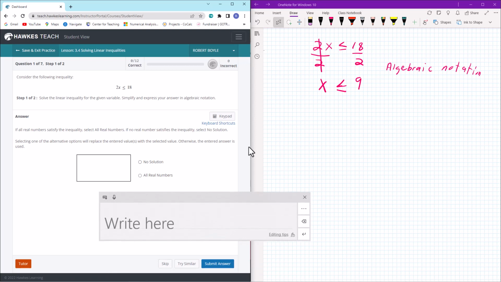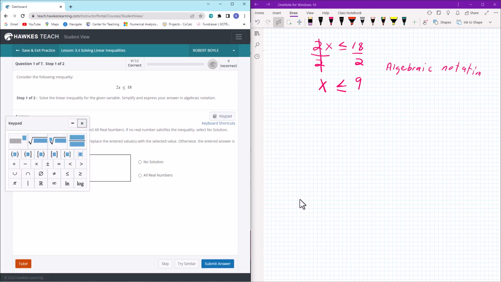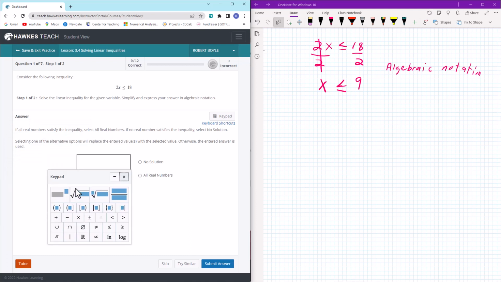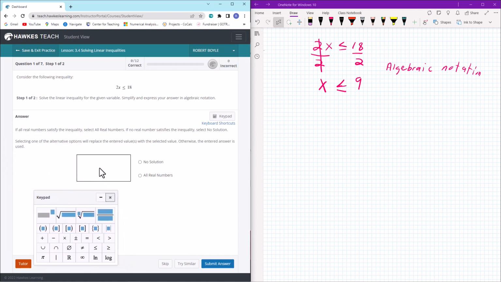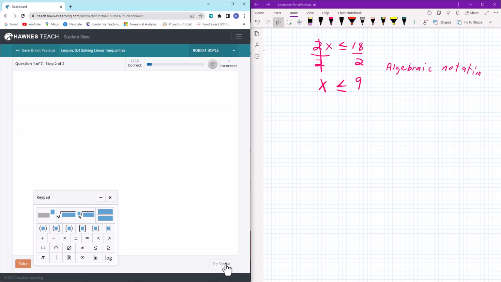And how do we do that? Well, the first thing you want to do is hit keypad. Once we have our keypad, let me move it out of the way a little bit. Right there is good. I can come over here, click my answer, and put in x, just type x, then less than or equal to, and then 9. All right, submit my answer, and lo and behold, I was correct. Okay, so I can move on to next.